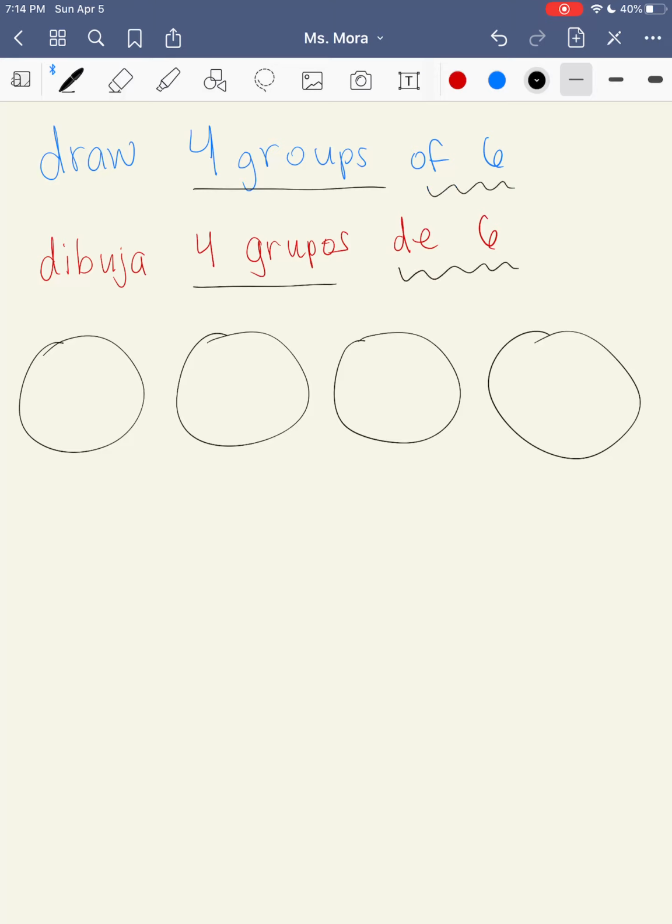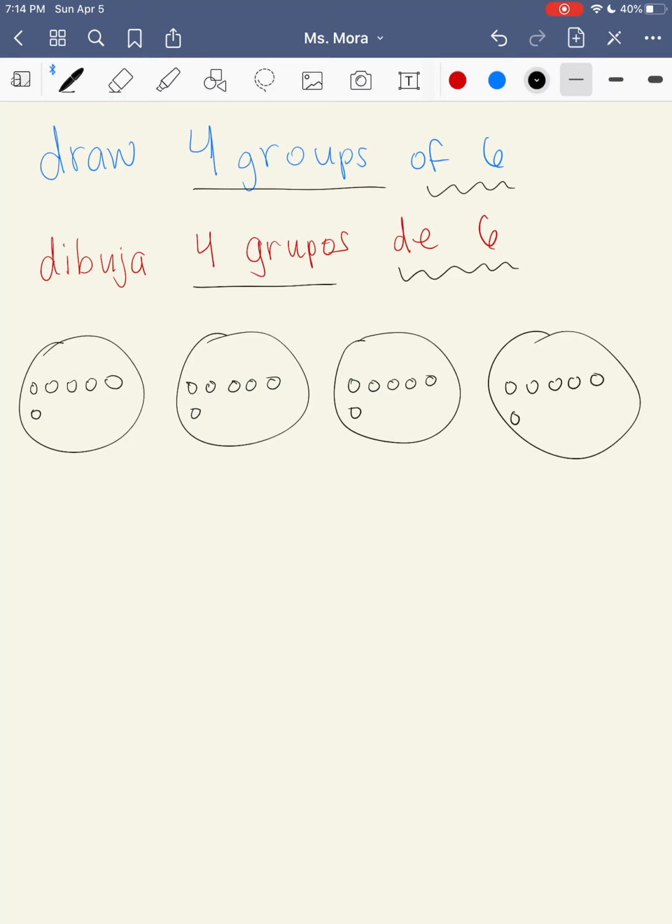So that's, I'm gonna draw 6 objects inside each one. I'm just going to use circles, okay? But you can draw stars or hearts or smiley faces, whatever you want to draw, okay? So aquí voy a dibujar 6 dentro de cada uno. 6, 1, 2, 3, 4, 5, 6.